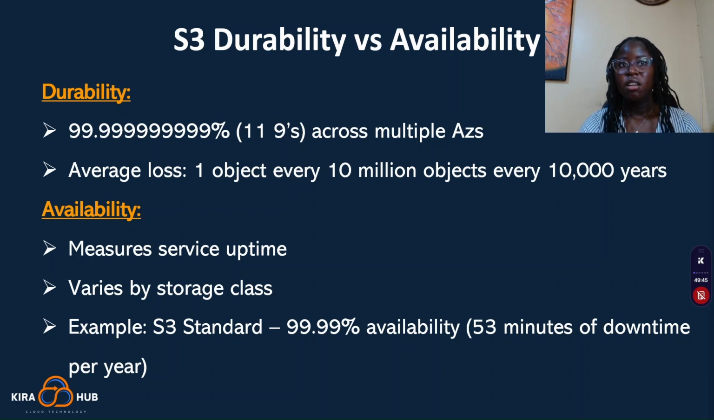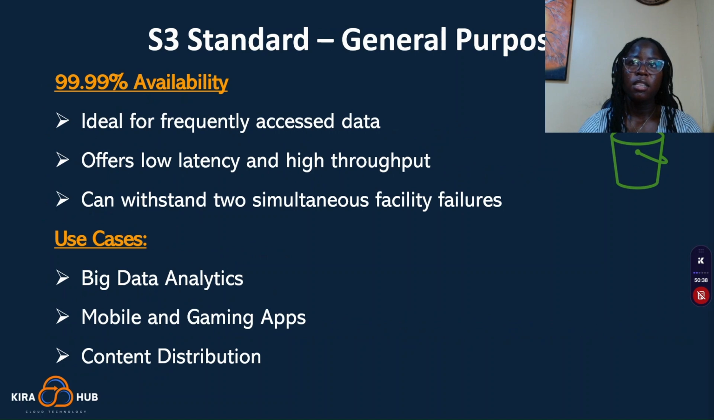Availability, on the other hand, refers to how often our service is accessible or up and running. So it's different from durability. The percentage of availability depends on the specific storage class, which we are going to discuss in a moment. Availability is like the opening hours of a store. If a store is 99.99% available, it's open for business almost all the time, but there is a small window where it might be closed. And as I mentioned before, the availability depends on the storage class that we choose.